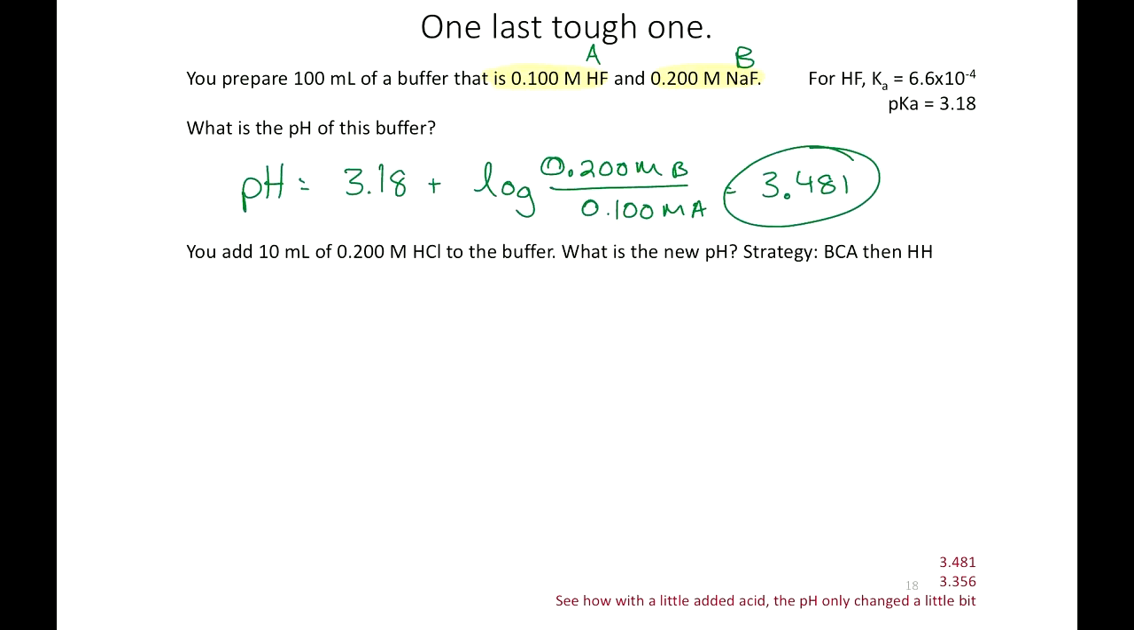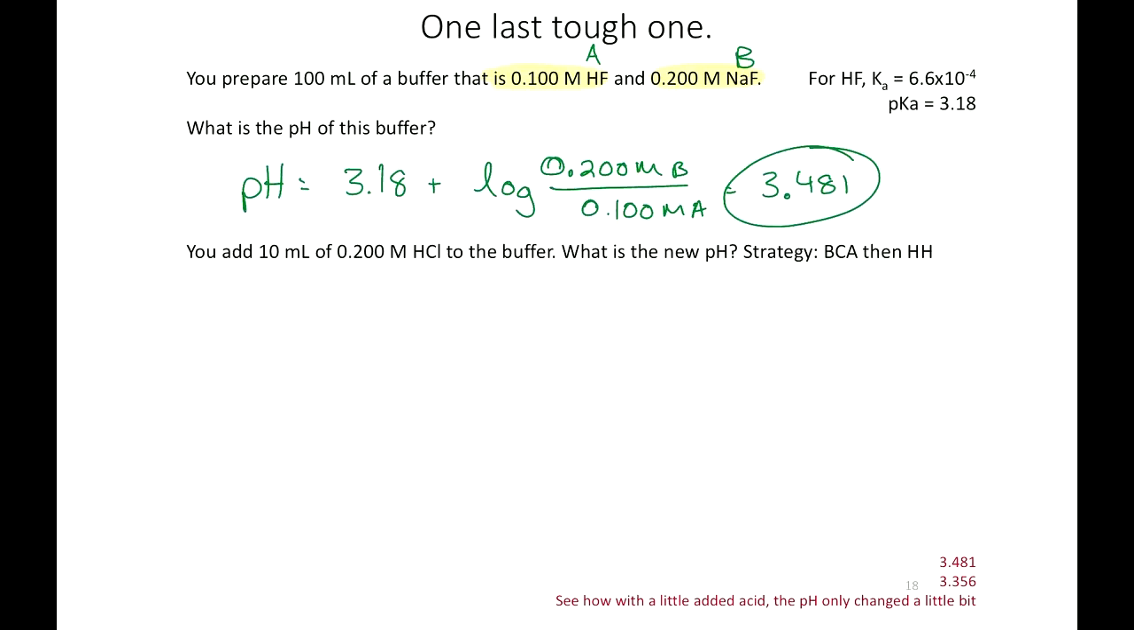So what we're doing here when we add a little bit of strong acid to a buffer is we're going to change the base to acid ratio, right? Because right now we have a 2-to-1 base to acid ratio. So we need to figure out how much of that strong acid reacts and changes that ratio. So we need to do a BCA table here in order to do that.